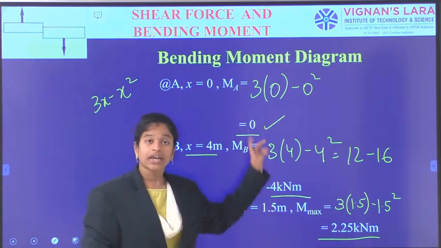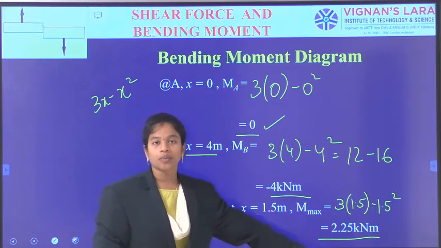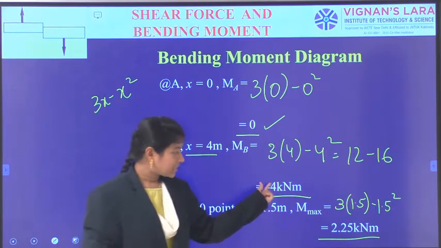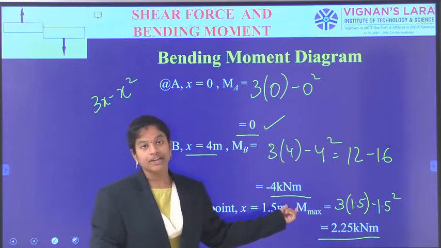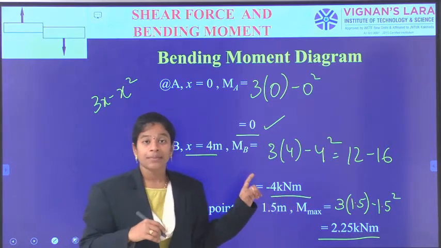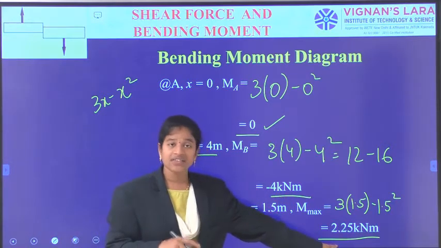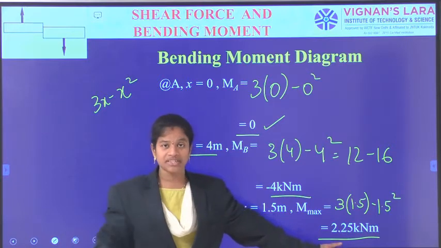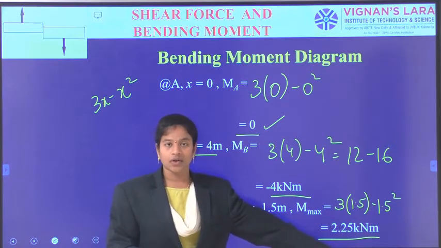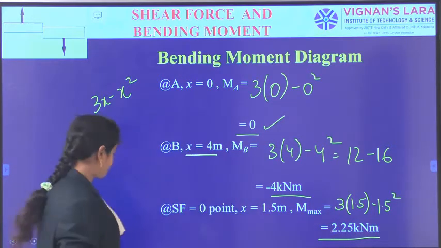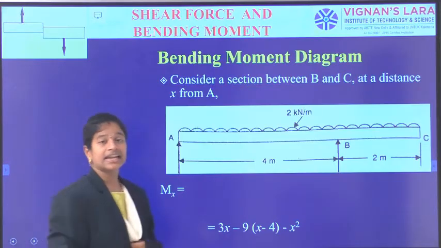0, minus 4, and in between these two, we have got a 2.25 value. See here, even though the 4 is a bigger value, it is negative. That's why the maximum moment, even though it has a lesser value, is a positive moment. That's why the maximum bending moment acting on this is indicated like this. Okay? Now, considering the next equation.